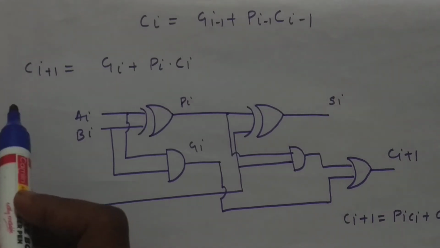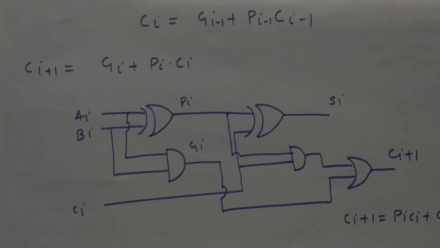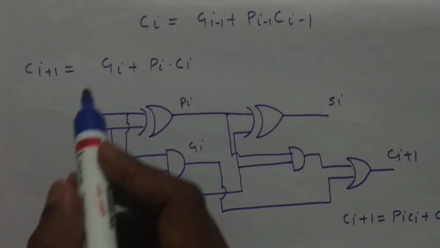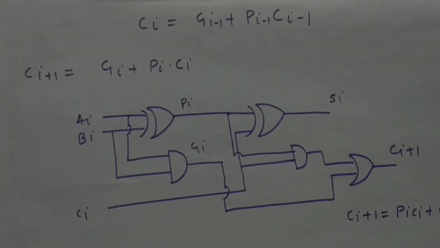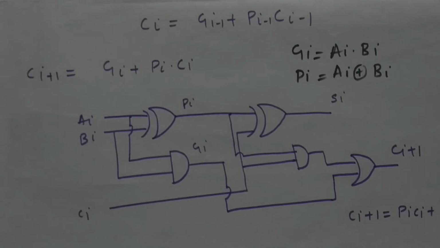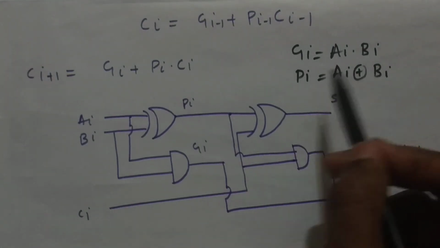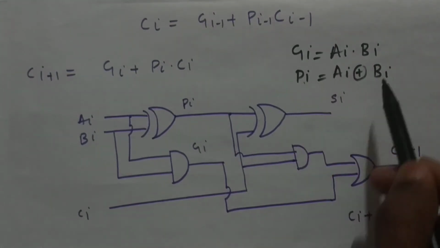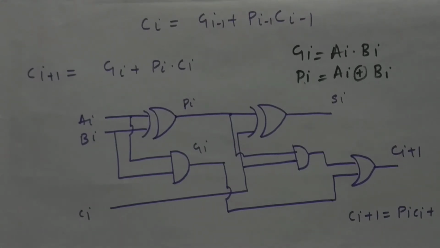So this is a generalized expression, meaning a generalized value: Ci+1 equals Gi plus Pi into Ci. Here Gi is Ai into Bi and Pi is Ai XOR Bi. So this is a full adder circuit.